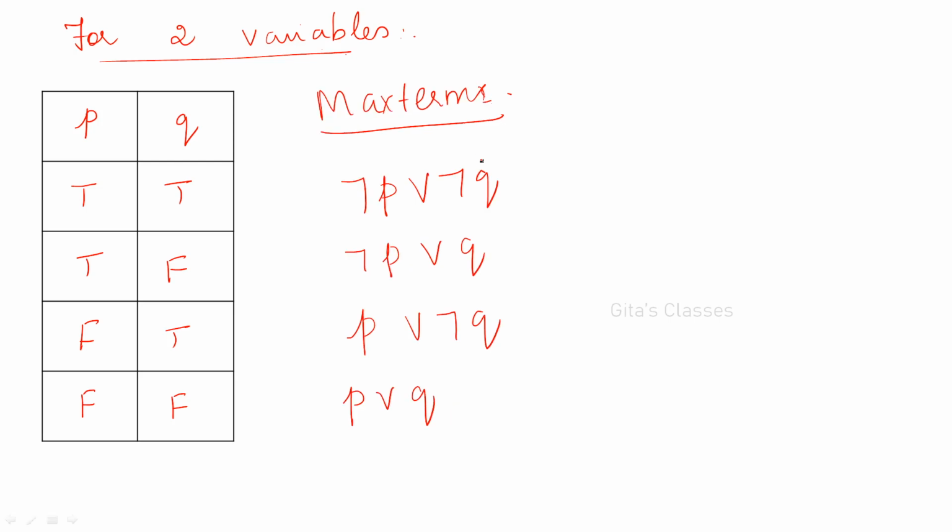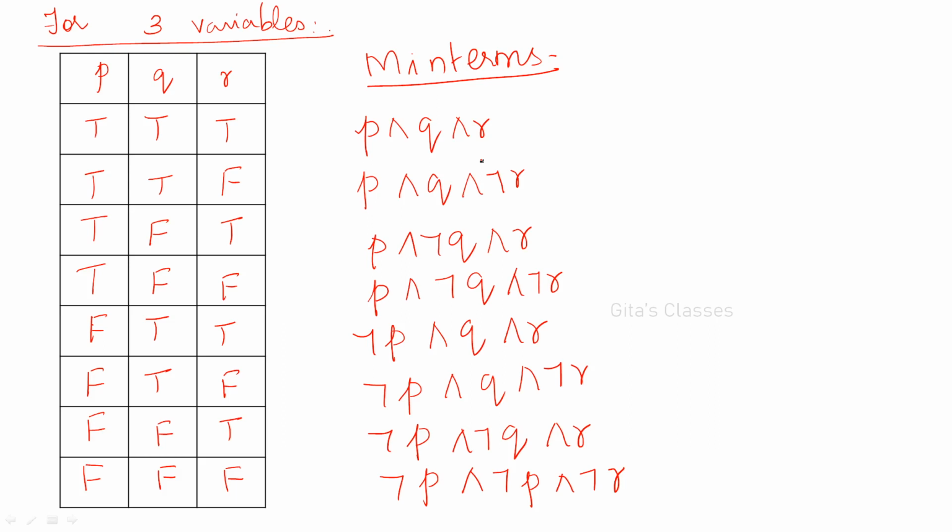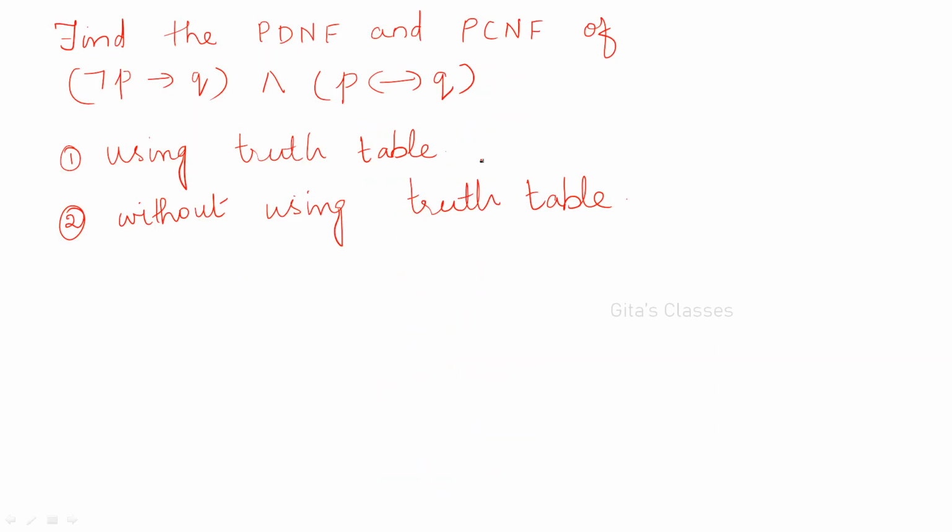Those who have not seen, first see that class and listen to that class so that you will have some idea. So min terms and max terms, we have seen for two variables. Min terms and max terms for three variables also we have seen.